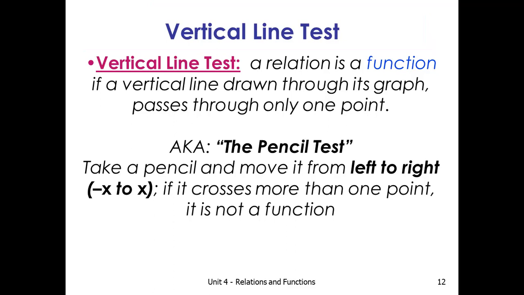So what types of graphs fail the pencil test or vertical line test? We have the following: your hyperbola, okay, your ellipse, and circles.